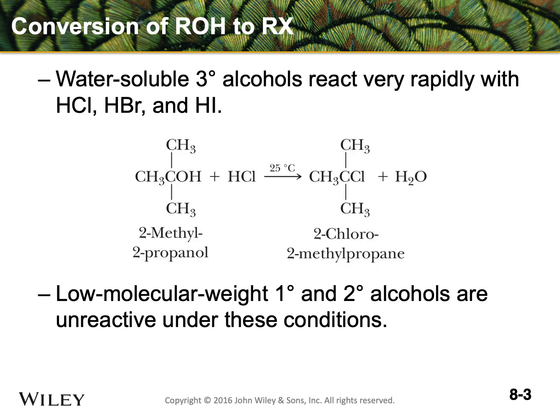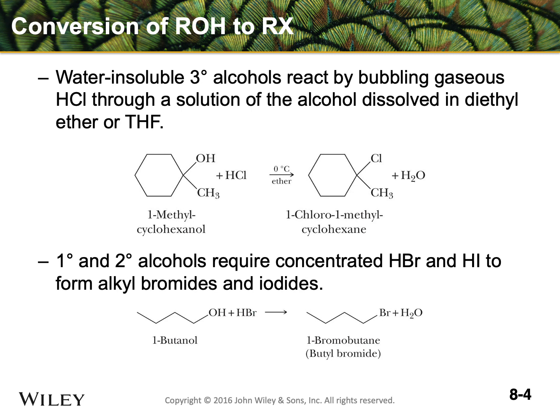The next thing we can do: water-soluble tertiary alcohols will react very fast with HCl, HBr, and HI to produce their tertiary alkyl halide. Note that lower molecular weight primary and secondary alcohols do not react under these conditions. That makes me think that we're probably going to go through a carbocation intermediate for this system. We can take water-insoluble alcohols and bubble gaseous HCl through to convert them to that tertiary chloride.